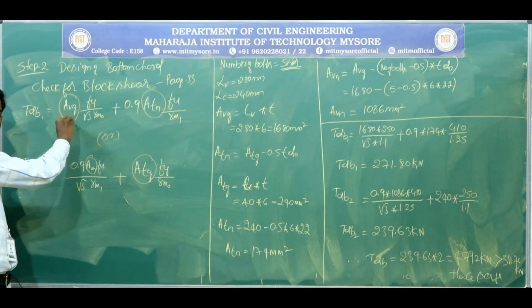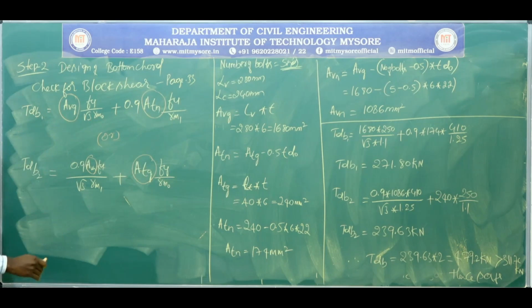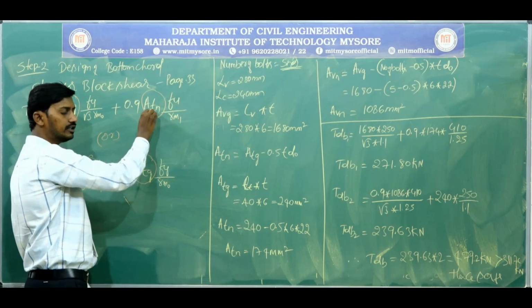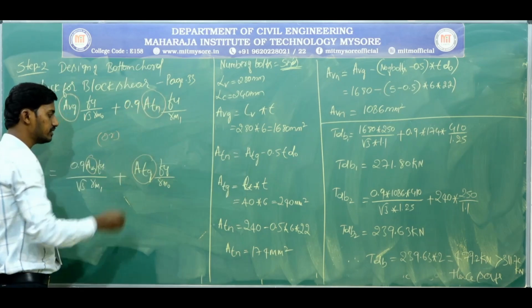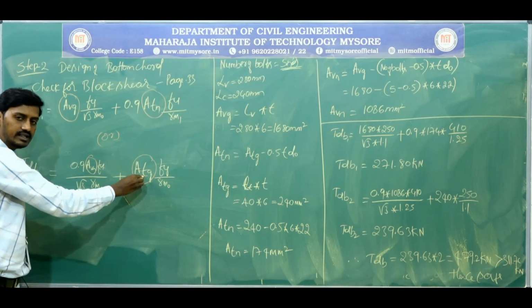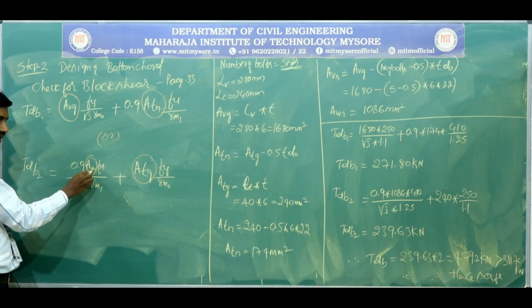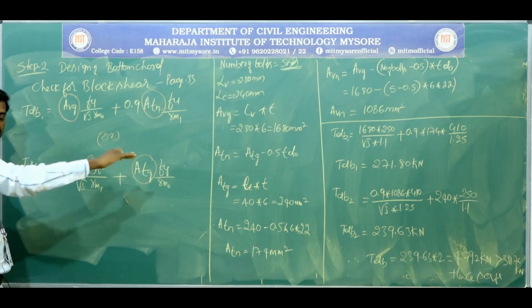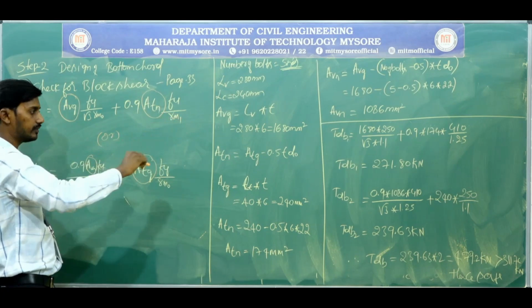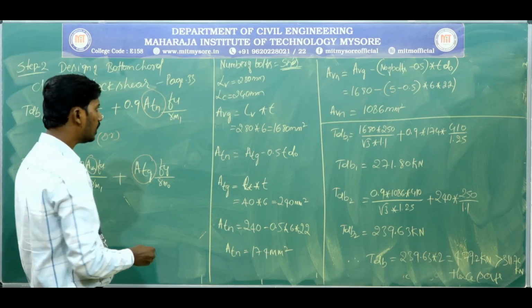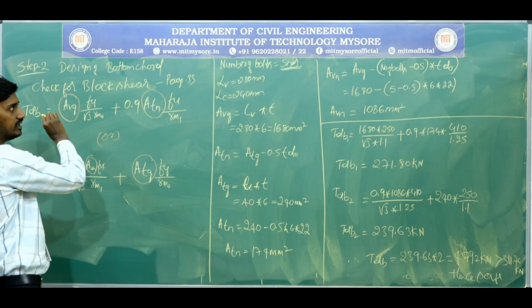AVG means gross area in the shear direction, ATN is net area transverse to the shear direction, ATG is gross area transverse to the shear direction, and AVN is net area in the shear direction. Shear direction means along the bolt. Okay. So now, how to calculate this? Let us go one by one.